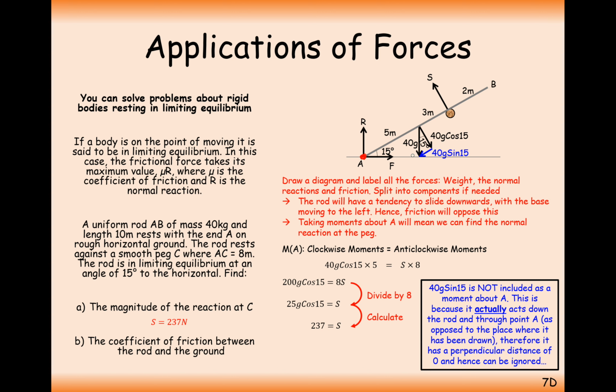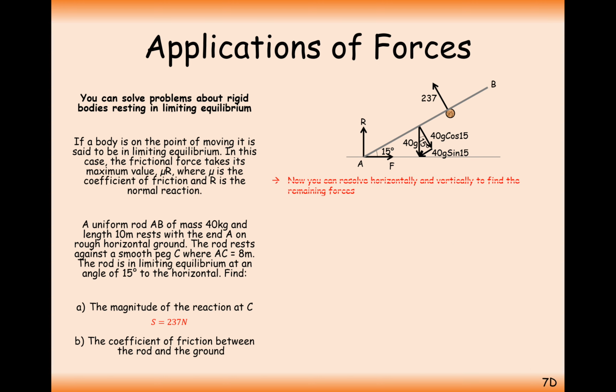Now, what's happened to this 40g sine 15 force here? Well, in this case, we do not include it as a moment for A. This is because it actually acts down the rod through the point A, so we effectively say that this has a distance 0 from the point that we're taking a moment from, so it basically can be ignored. We're only taking forces that are perpendicular to the rod. Any forces that are parallel to the rod, we just ignore them.